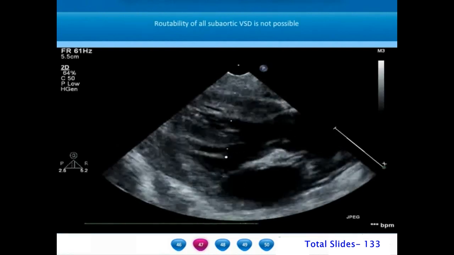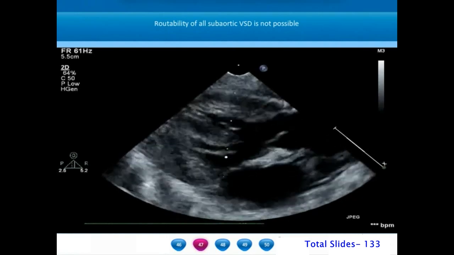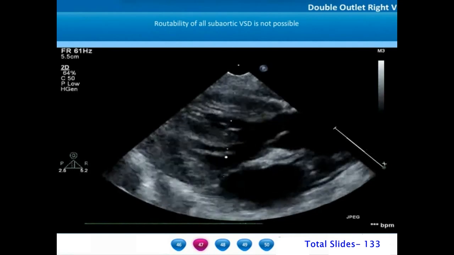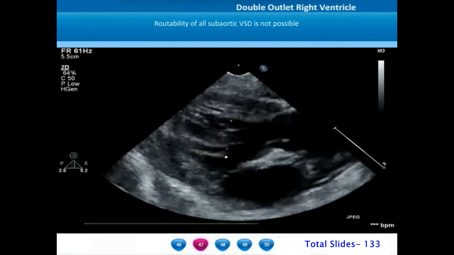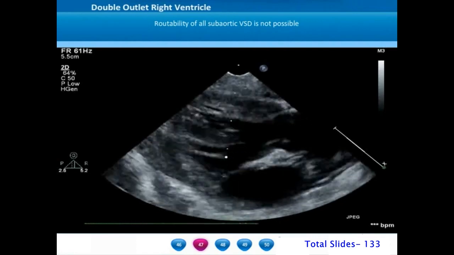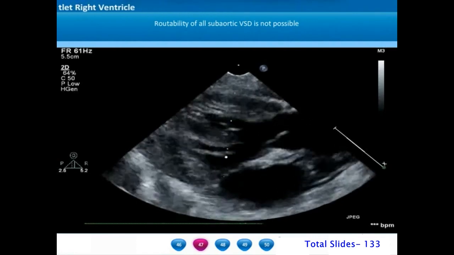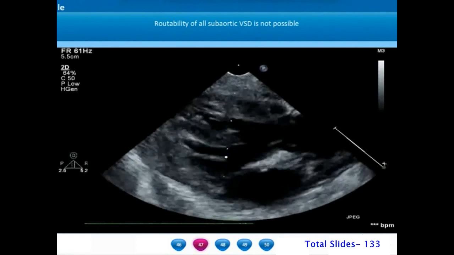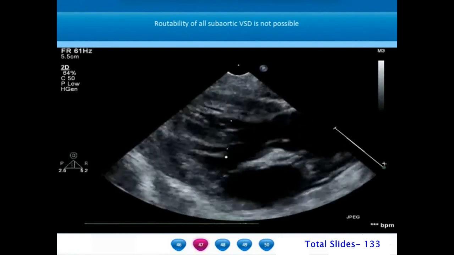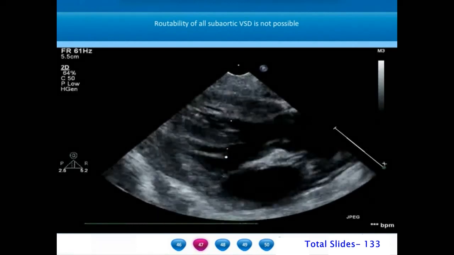On a parasternal long axis view, it appears as though the aorta is committed 90% towards the right ventricle, about 10% towards the left ventricle. There is a long aortomitral fibrous discontinuity. However, in this view, it looks like the ventricular septal defect can be used to route the left ventricle into the aorta.